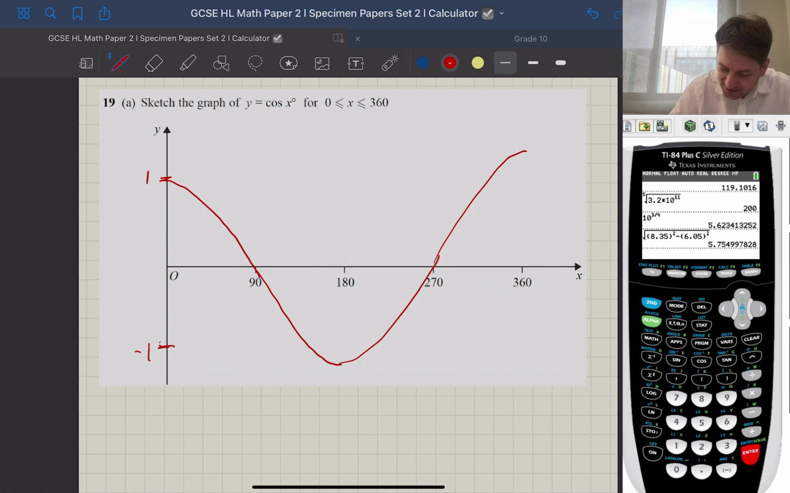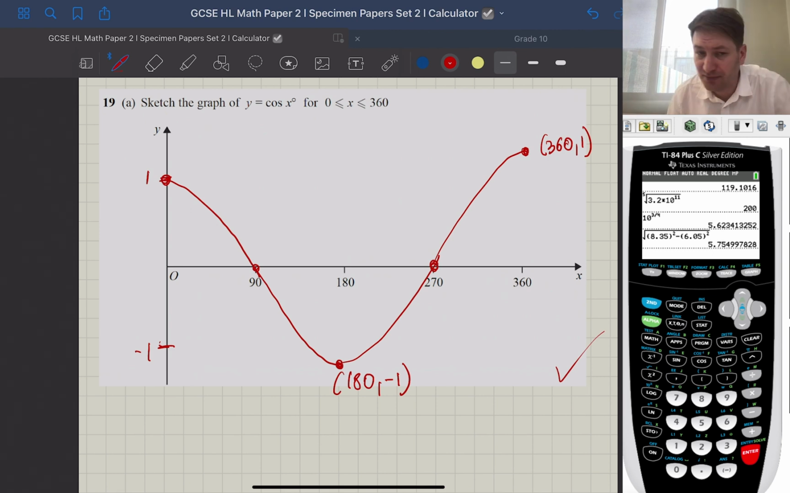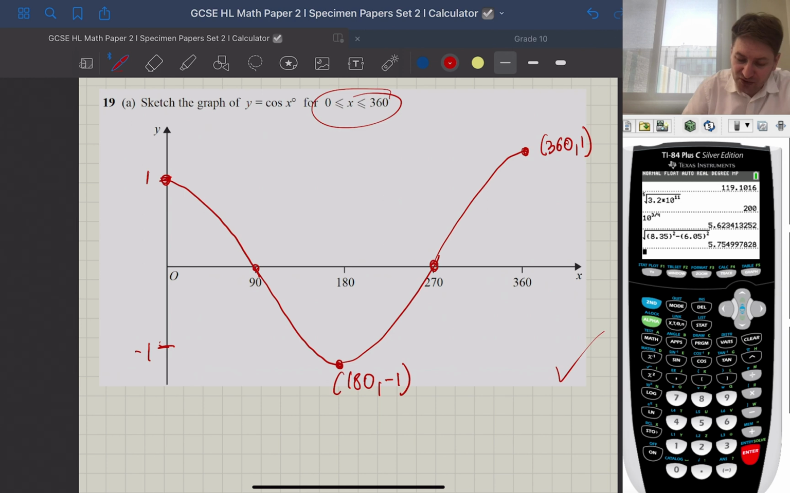and stops here at 360. All right, so there's 360 here, 1, there's a value of 180, and minus 1, and obviously there and there and there. I would leave it like this. That's very nice, juicy, super easy marks if you just remember this and follow that. Remember, you have to draw the graph between 0 and 360.